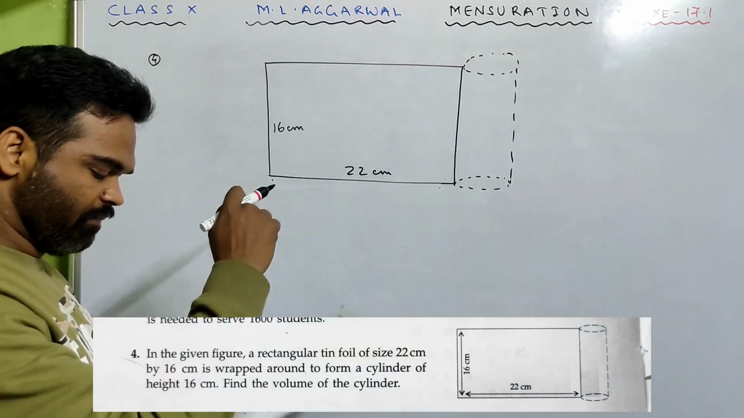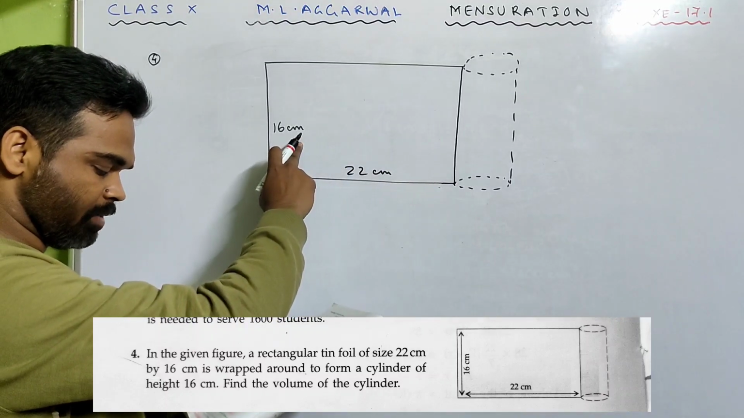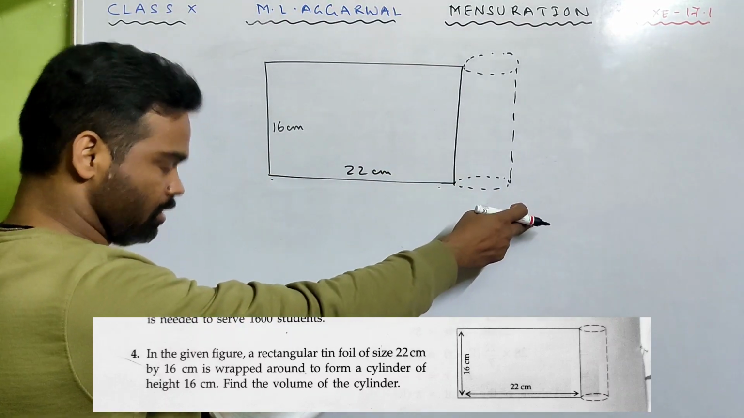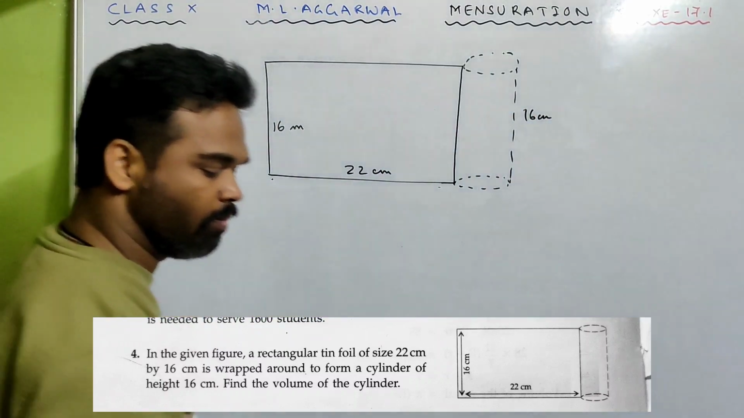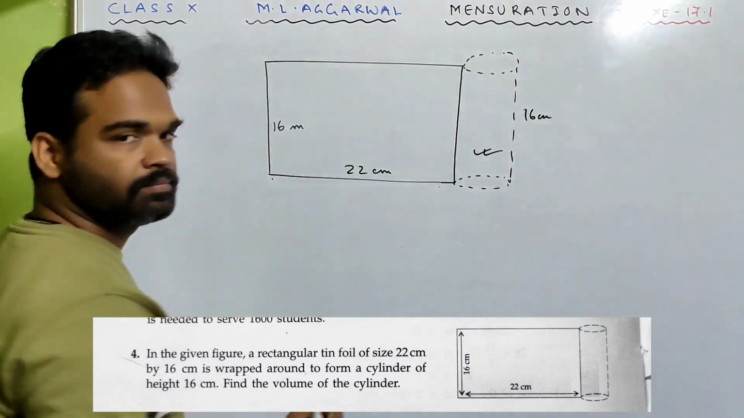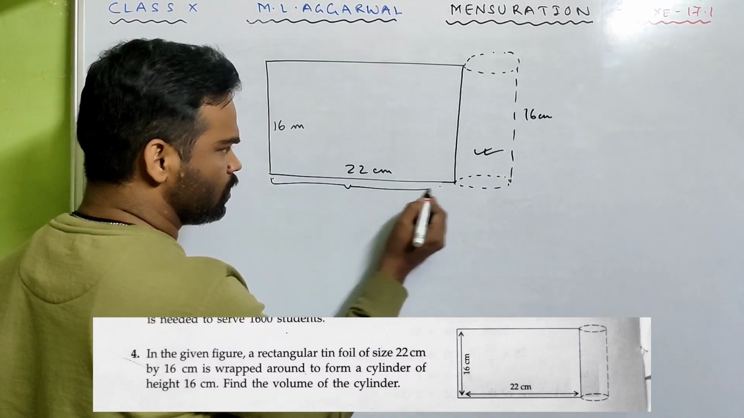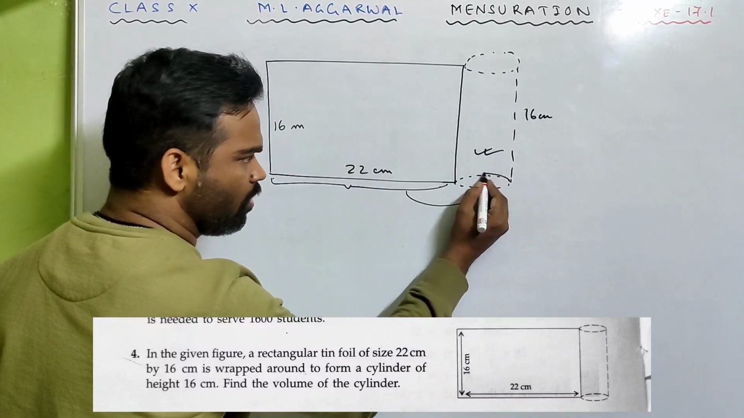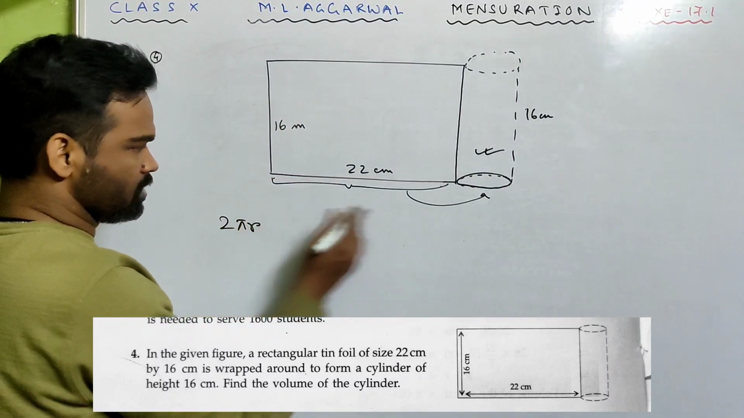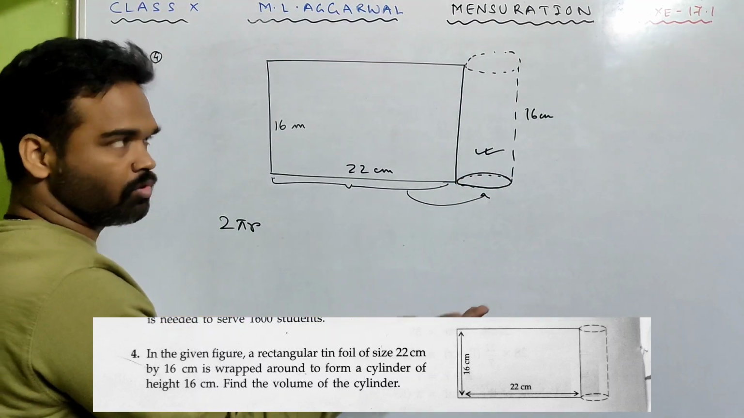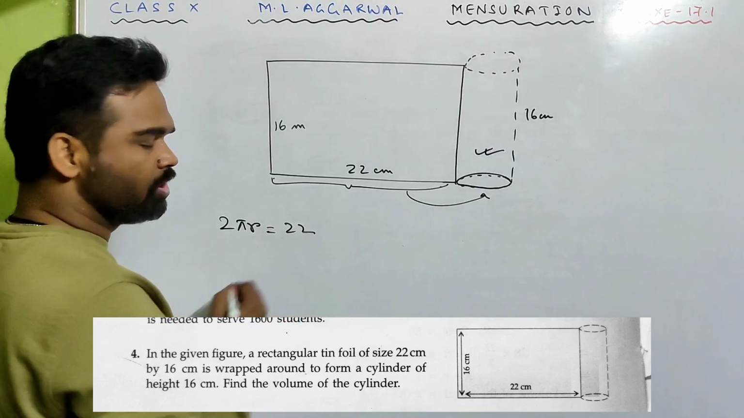Now look at number 4. In the given figure, a rectangular tin foil of size 22 centimeter and 16 centimeter is wrapped around to form a cylinder of height 16 centimeter. Find the volume of the cylinder formed. Very easy. See, when it is rolled, don't you think this 22 becomes the circumference of the circular region over here, which is 2 pi r, the circumference of this circular region, top or bottom, which is in the shape of a circle. That will be equal to 22.